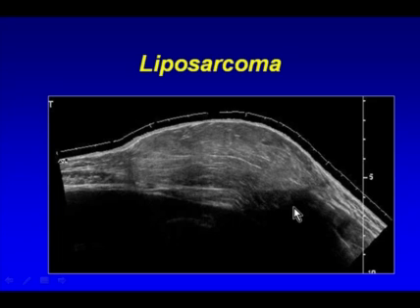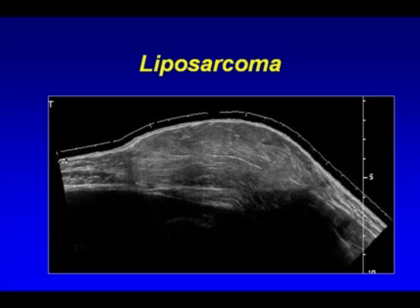Okay, now here's an example of a liposarcoma, a low-grade liposarcoma. At first glance, this looks exactly like the lipomas I've shown you. Its margins kind of blur with the surrounding fat. It has some septations within it, and it has areas of hypo and hyperechoic tissue. So one might think, okay, that's fine.